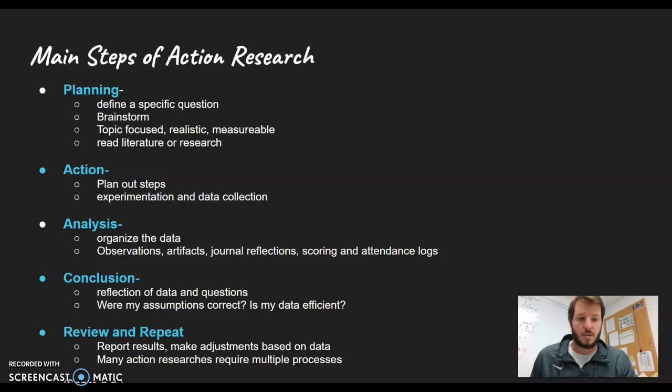This is a reflection of the data. Often will prompt some questions for you. Some of them might be, were my assumptions correct? Is my data efficient? Did I achieve out of this what I was hoping for or planning for? And the last step is just, like I said, action research is an ongoing process. So you're going to report your results and make adjustments based on the data. Many action researches require multiple attempts and processes and finding what's most efficient and effective.